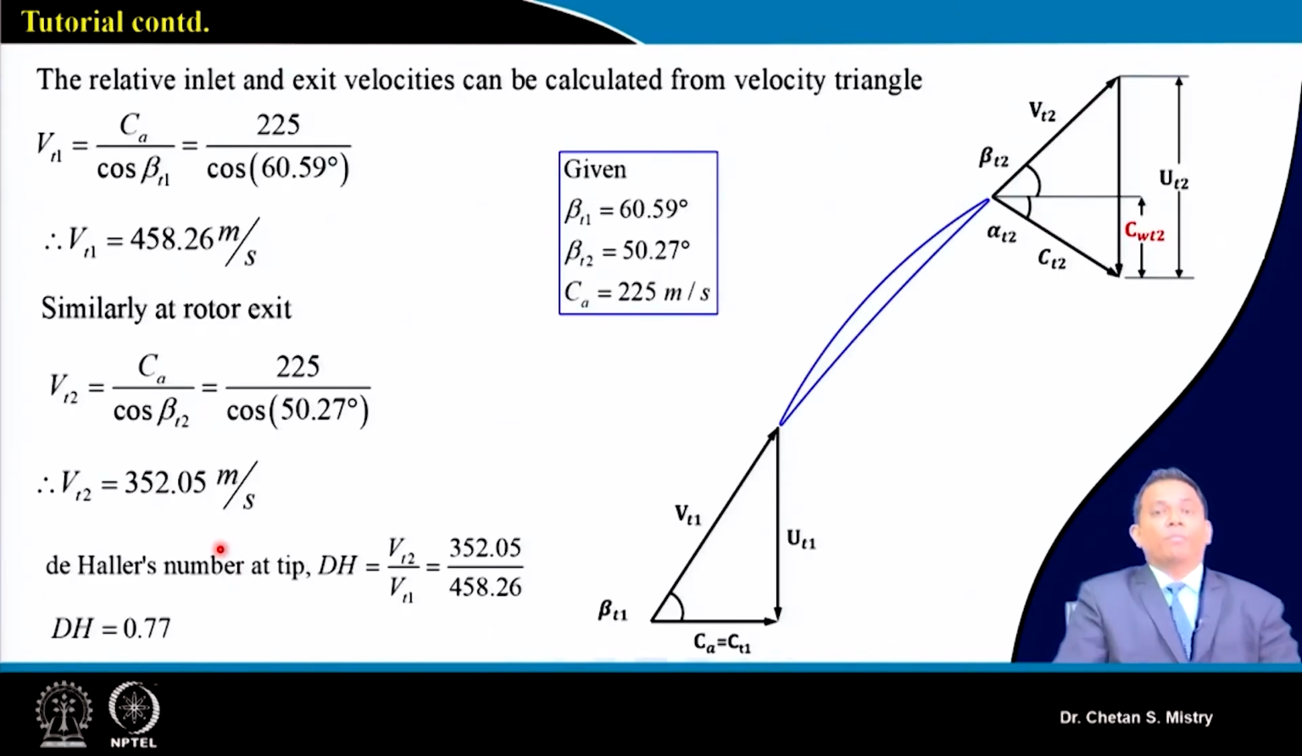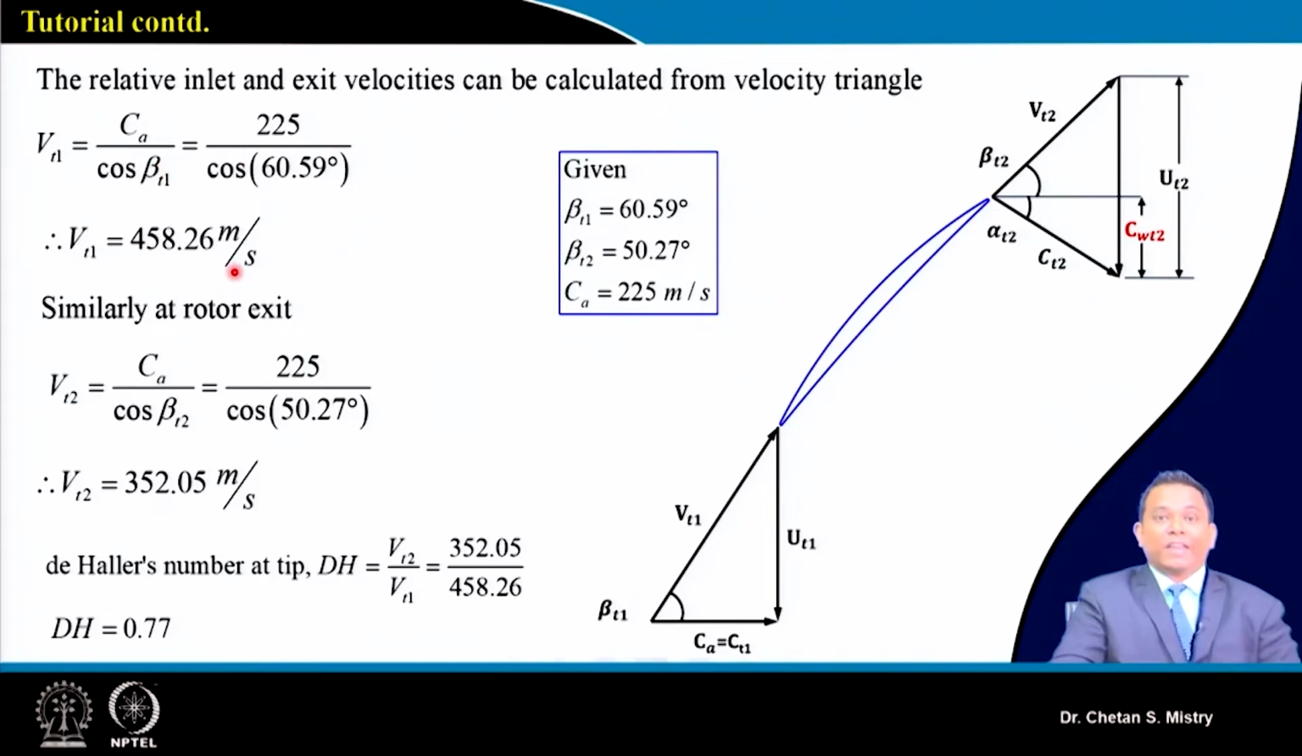Now based on all the calculations we have done for our blade angle, relative inflow angle, and relative outlet angle, we can calculate the relative velocity at the entry and at the exit, and based on that we can calculate de Haller's factor. From the velocity triangle we can write the relative velocity at the entry as Ca by cos beta 1, and that comes to 458.26 meters per second.